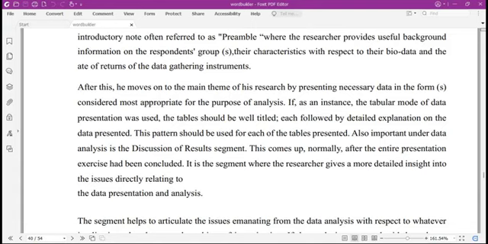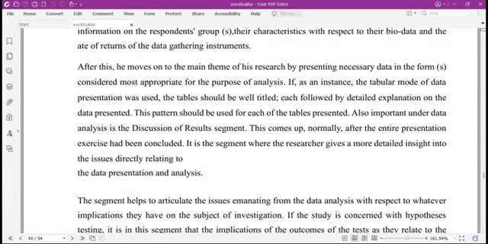This pattern should be used for each of the tables presented. So no matter the number of tables you want to present, each table must have this. You must give us the title of each table, and you must give us a detailed explanation of the data you're presenting on the table, no matter the number of tables you're going to use.